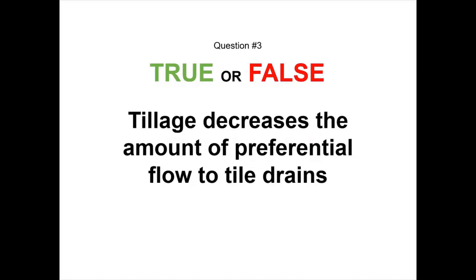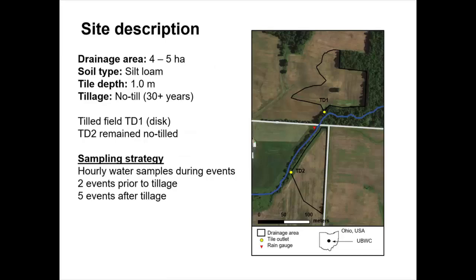The third question I have, and this is a big one because I know we talk about this a lot, especially related to preferential flow, is that tillage decreases the amount of preferential flow to tile drains. And why do we think that? Well, we run some implements across the field and it breaks up the wormholes, it breaks up the cracks. That's the idea, right?